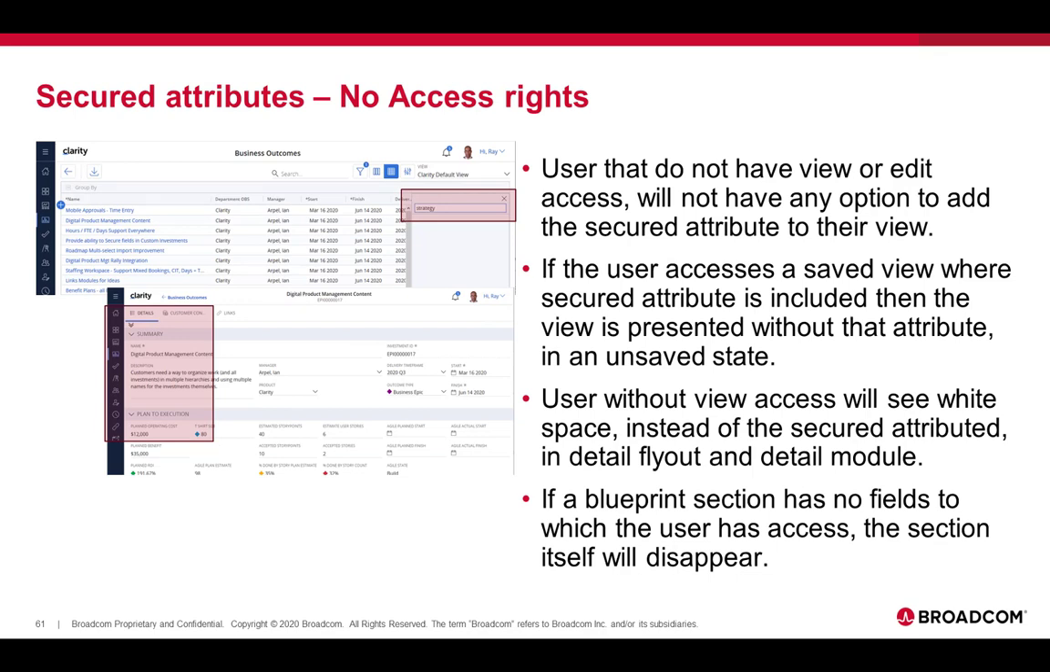Again, if you do not have access rights, you will not have any option to add the secured attribute to your view. If the user accesses a saved view where the secured attribute is included, then the view is presented without that attribute in an unsaved state. A user without view access will see white space instead of the secured attribute in the Details Flyout and the Detail module. And if a blueprint section has no fields to which the user has access, the section itself will entirely disappear. So that's one thing to be aware of: if you have no access to any of the fields in a section, you will then not see anything at all.